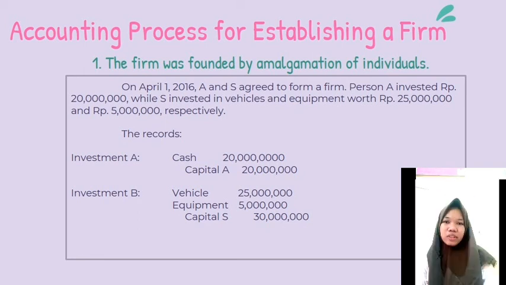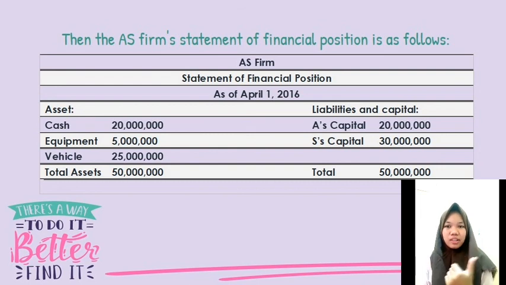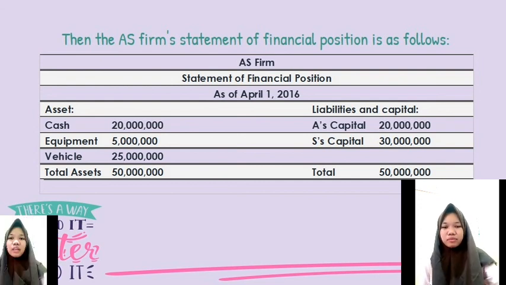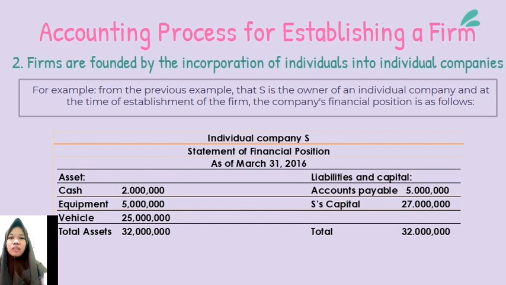Here, for A and S, you can see there are two records of this event. The first, the records of company S are passed on to become the records of the AS firm. A's investment: debit cash 20 million, credit A's capital 20 million, and S's investment: debit S's capital 2 million, and credit equipment 2 million. Next, debit cash 5 million, and credit S's capital 5 million. The firm was founded by combining individual companies.